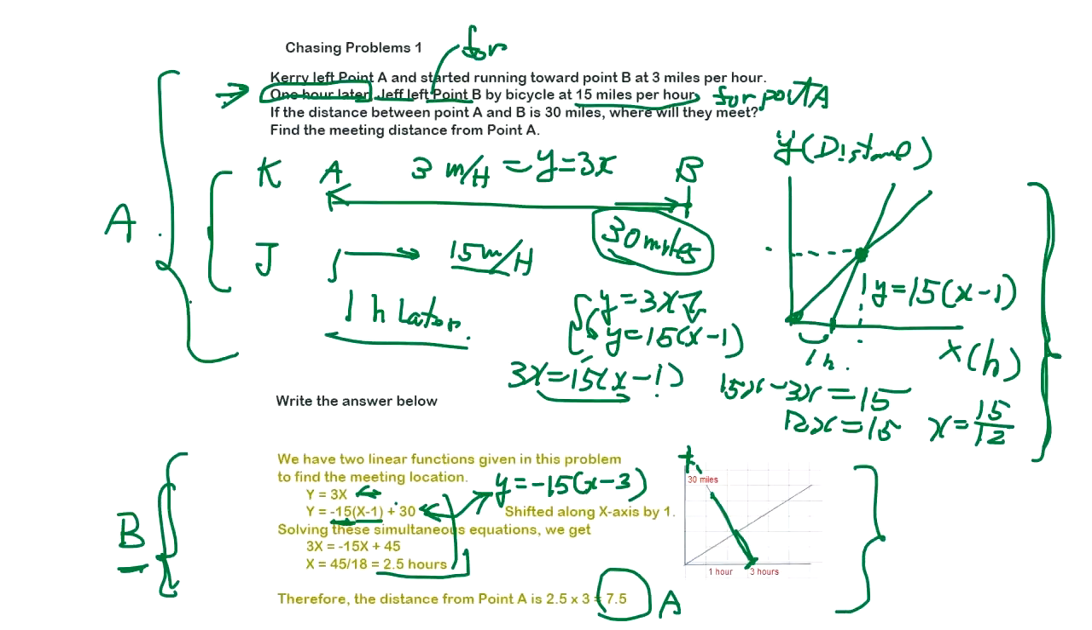So the answer sheet assumes Jeff leaving point B toward A 1 hour later. Okay, so either way you can solve this, right? I mean, this is very good practice. We happen to have two similar questions with two different assumptions. Okay, I hope you like this.